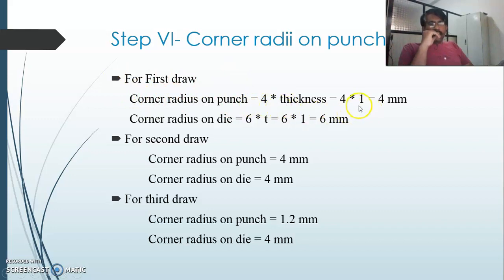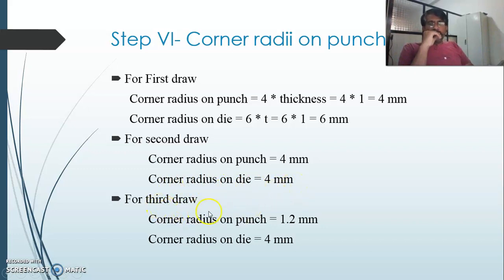So here thickness is 1 mm, so 4 into 1, that is 4 mm, we require to provide as the corner radius on the punch. Corner radius on the die we can take from 6 to 10 times the thickness. In this case I have taken 6 into thickness, so that is 6 mm. You can assume any value from 6 to 10 over here. In the second draw, again I have taken the punch corner radius as 4 into thickness, 4 mm, and corner radius on the die I have taken 4T, so in this case it becomes 4 mm.